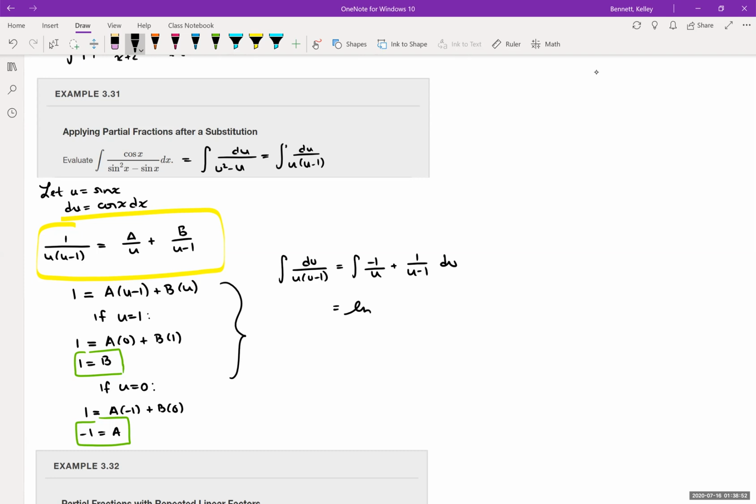So this equals negative ln |u| plus ln |u minus 1| plus C, and then we just back sub. So our u is sine x, so we get negative ln |sine x| plus ln |sine x minus 1| plus C. And that's it. So I'm going to finish up the lecture for this section in a separate video, so stay tuned.